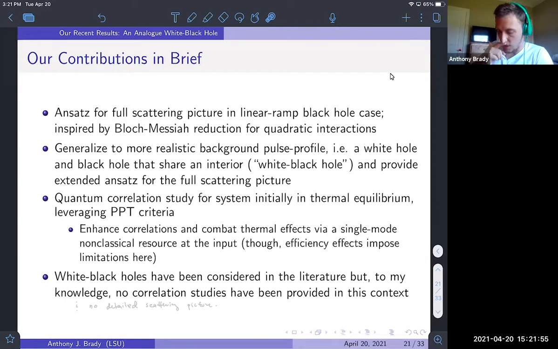Under this, we also give quantum correlation. Given this full scattering picture, now we can look at a lot of different things. For example, one thing we look at is entanglement generation by the setup, in the midst of thermal effects and everything else. And I just want to mention that these white black holes have been considered in the literature. They actually were discussed in the Serac and Zoller paper, but to my knowledge, no correlations or any of this sort of full scattering picture has been detailed in any context.